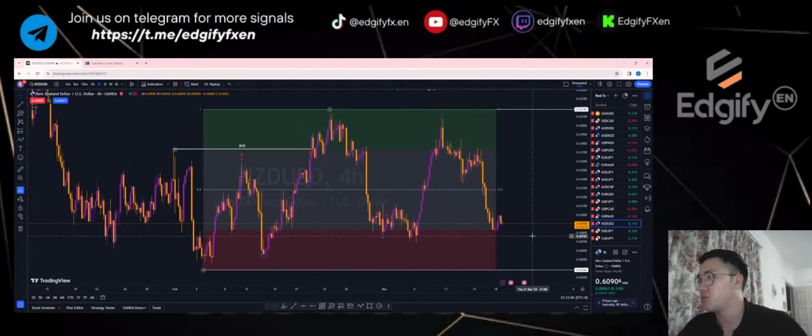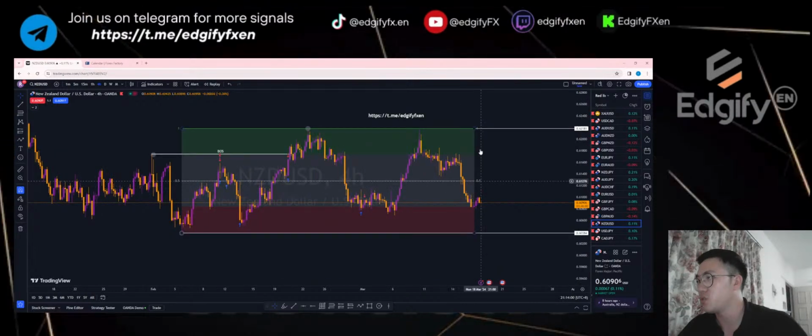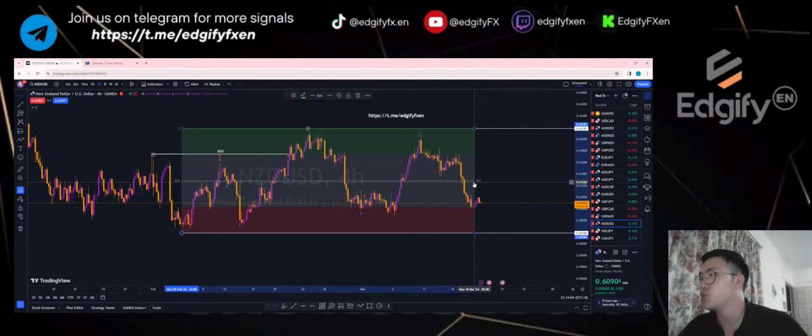NZD USD is definitely something that we'll be waiting for a few more days. Like I've said, I want to see this break below or break towards the upside, then we will have a newer zone, a newer range, I would say, for us to trade at, so it will be better. We'll just wait out to see how this goes.